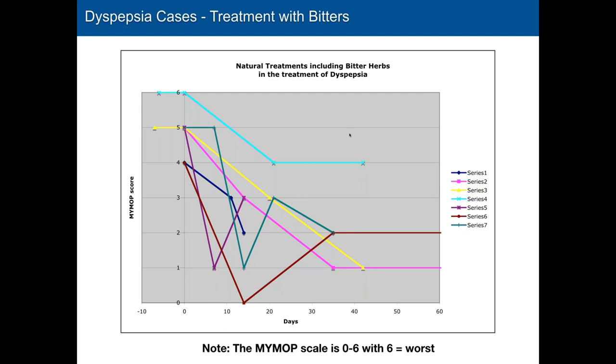But this one here at the top in turquoise, they got better, but they plateaued, you know? So they may have gotten 30% better, but they didn't get 100% better. And that's presumably because they also didn't address the other possible causes of the symptoms associated with indigestion. And maybe they didn't give something for their heartburn or constipation or whatever it is. So appreciate herbs are only one aspect. The bitters can help. But not all these people went down to zero.